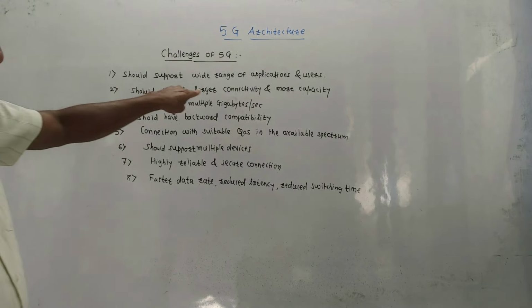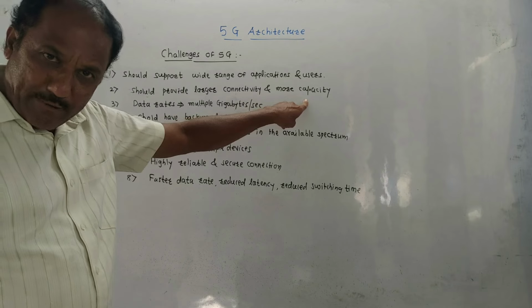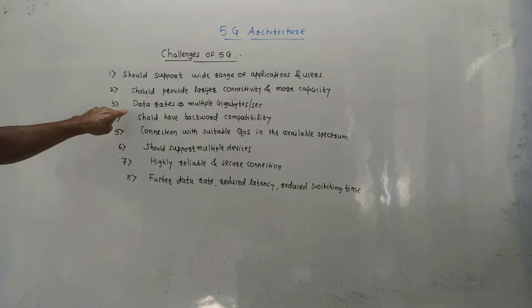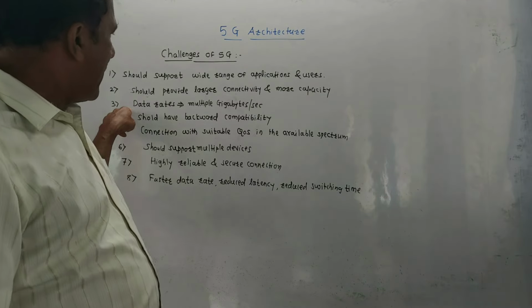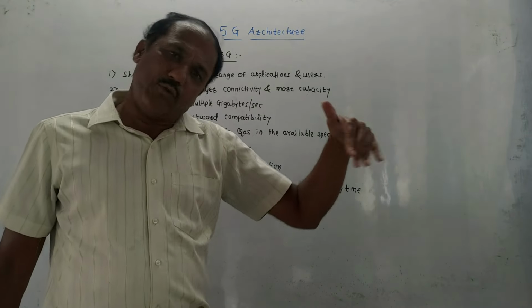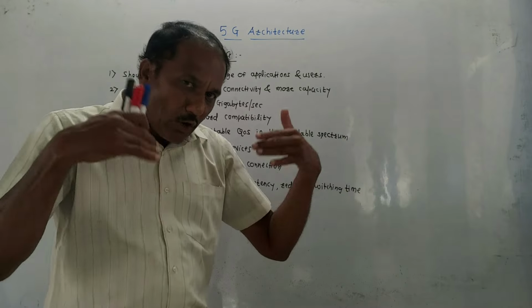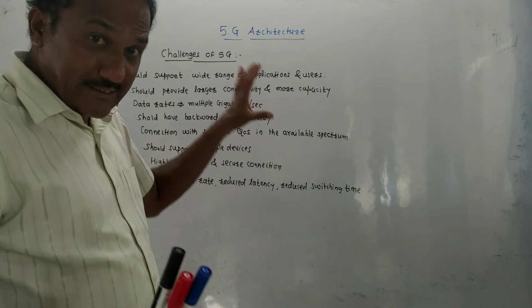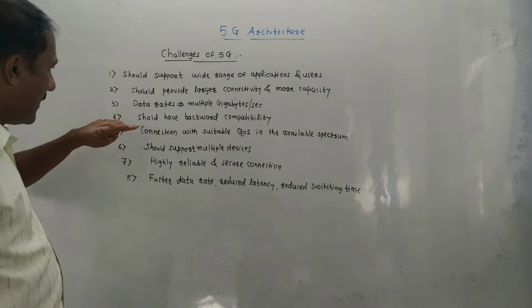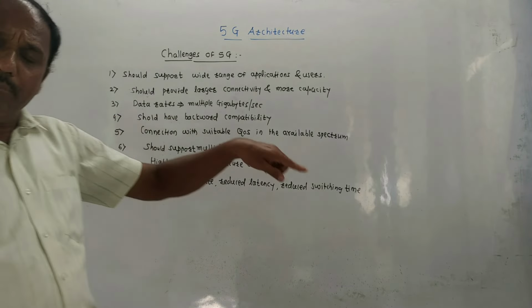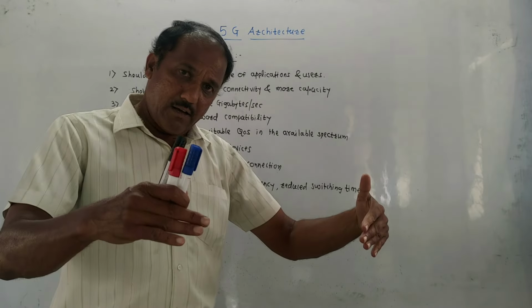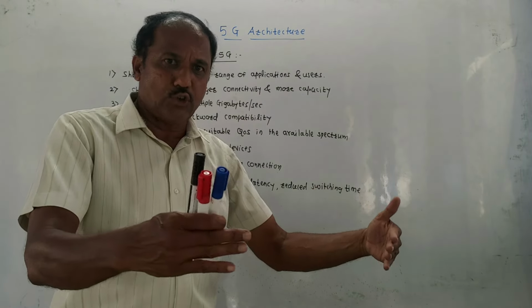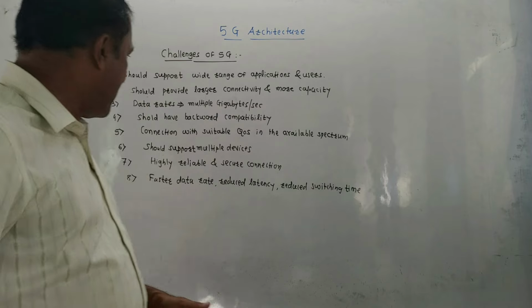Then it should provide larger connectivity and more capacity, which we have already discussed. Then data rate should be as high as possible. Actually, it should be multiple gigabits per second. We have discussed that uploading and downloading speed should be improved. That is the major requirement of 5G. Then it should have backward compatibility. That means it should support the devices working with 3G or 4G technology. So it should have backward compatibility.